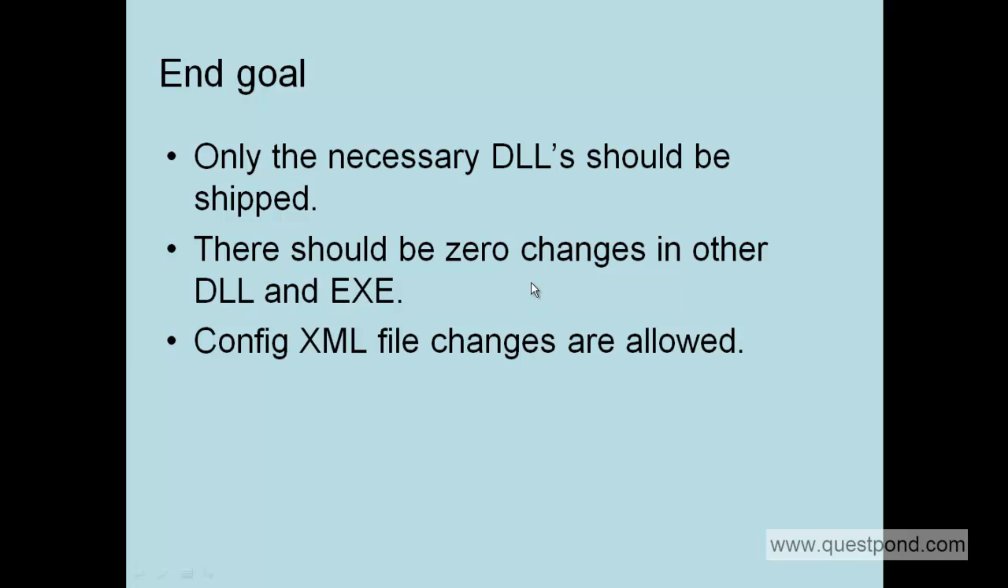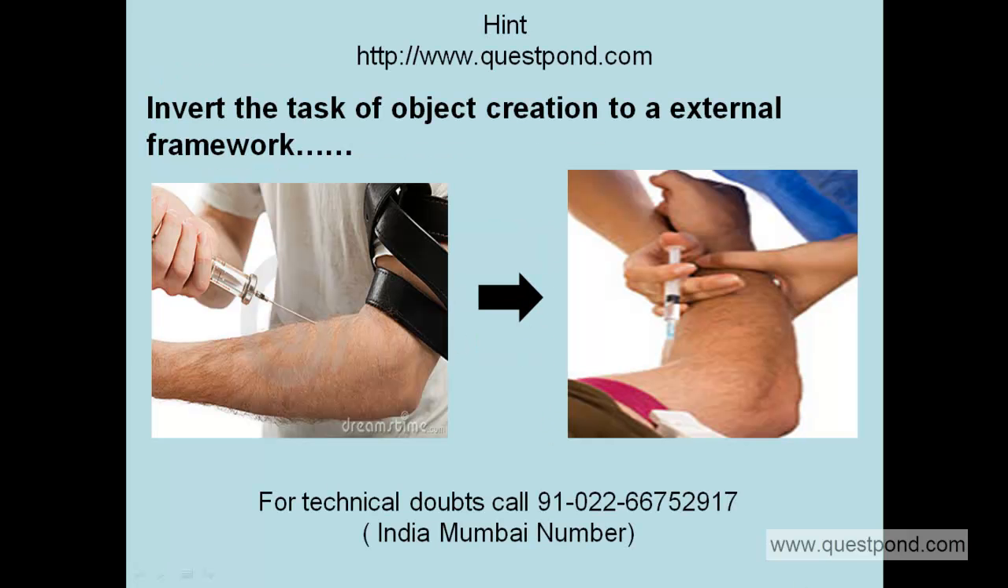And second, I want to give you a hint. The way to think about the solution for this problem is that the object creation which is happening currently inside the factory class should be inverted to an external framework. That's a hint over here. So I hope that you can find the answer for this problem. If not, then do see our video, which provides a solution for this problem. Thanks a lot. Thank you very much.